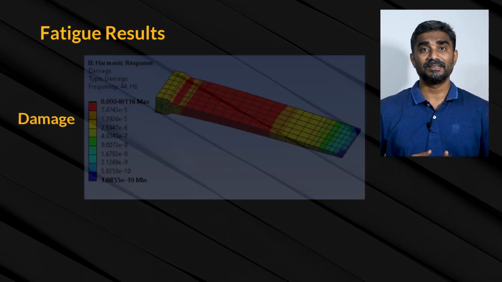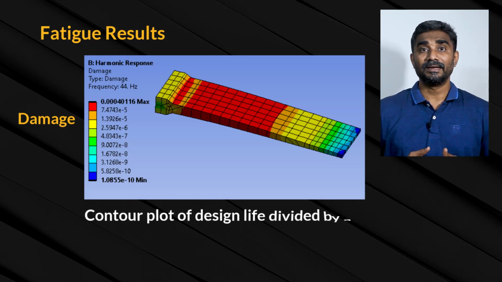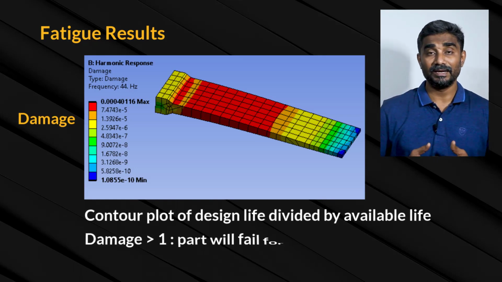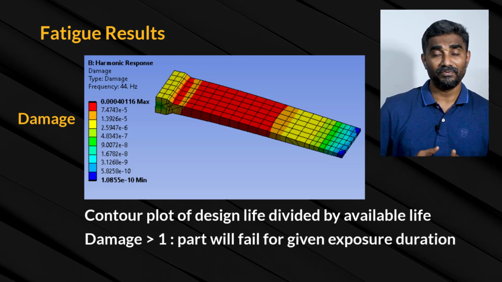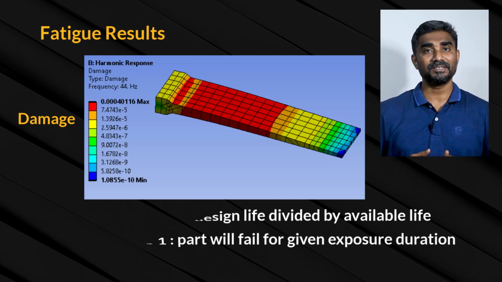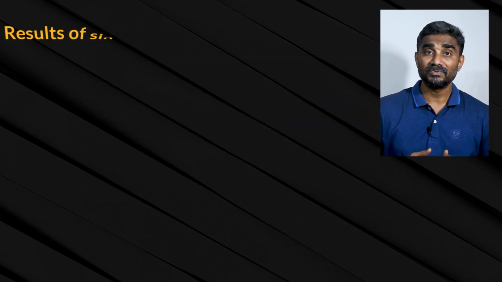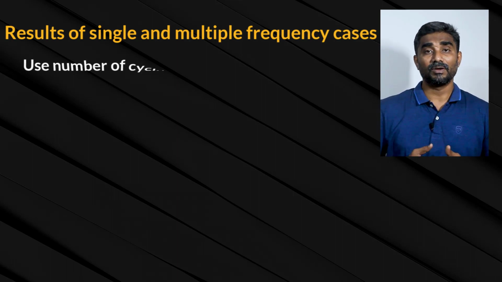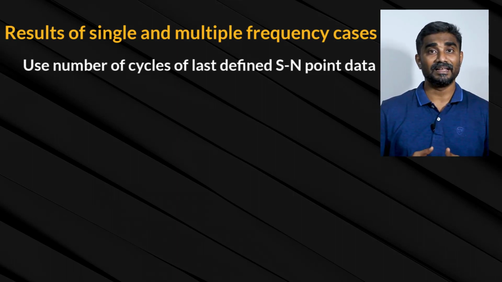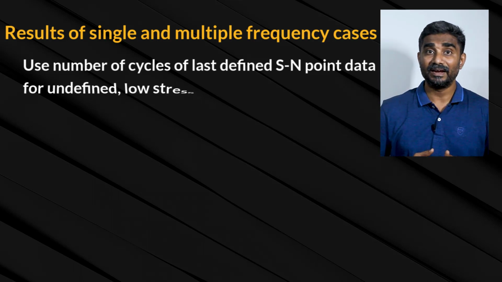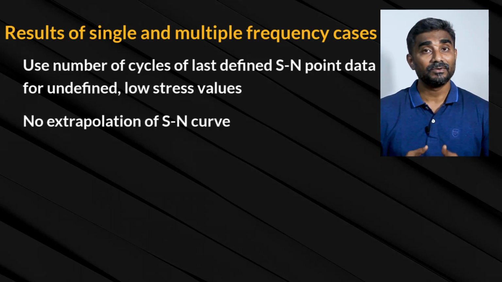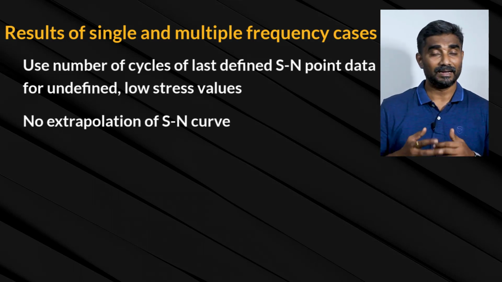The fatigue damage result is a contour plot showing design life divided by the available life. Damage greater than 1 indicates that the part will fail for the given exposure duration. An important point to consider is that results for single and multiple frequencies cases will use the number of cycles of the last defined SN curve data point for undefined low stress values. Extrapolation of the SN curve is not done outside of your data points.